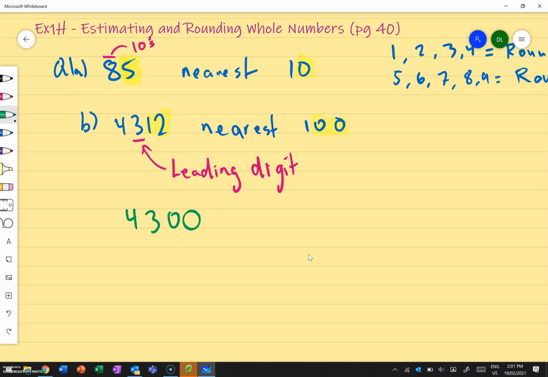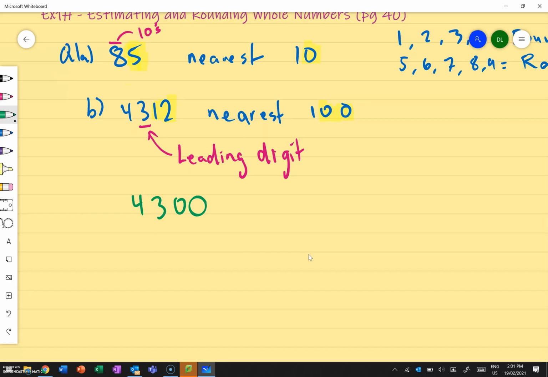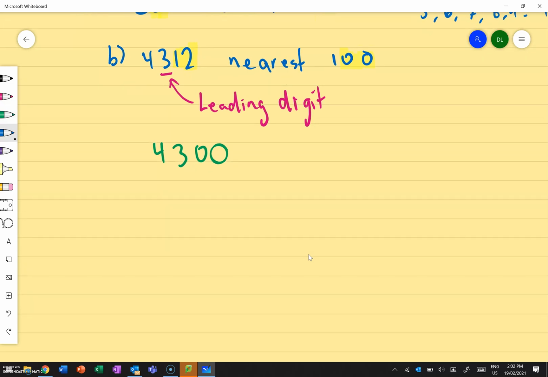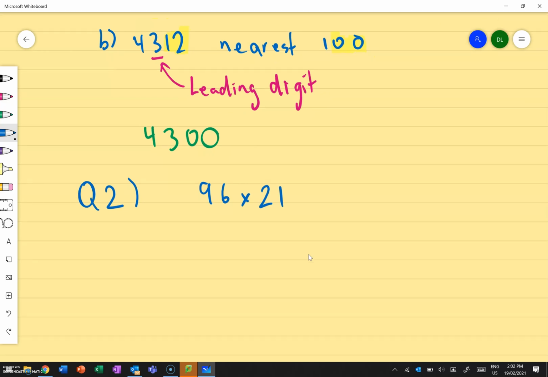So when we're rounding whole numbers, it's pretty straightforward. But what happens when we're trying to estimate more complex equations? So let's say I have question 2, and I want you guys to write this down. 96 times 21. We could try and solve it using our understanding of multiplication. We can multiply those big numbers, but it would take a bit of time. We could also just estimate, approximate.